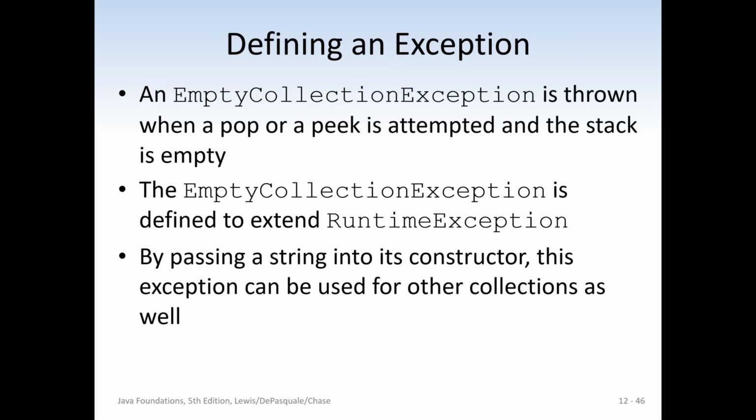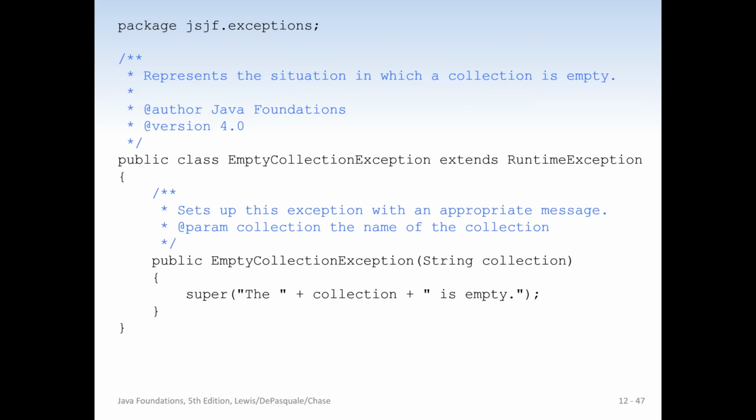All right. So when we want to define an exception, we have this empty collection exception that's thrown when a pop or a peek is attempted and the stack is empty. The empty collection exception is defined to extend the runtime exception, which they all must. By passing a string into its constructor, this exception can be used for other collections as well. So we make one empty collection exception and we can use it for lots of different collections.